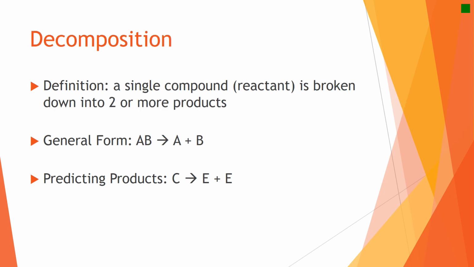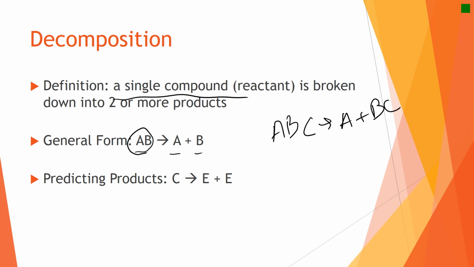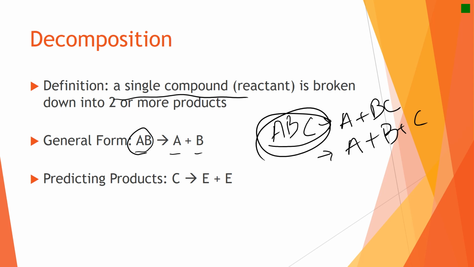Decomposition is the exact opposite of synthesis, where synthesis is things coming together to make one thing. Decomposition is where you always start with one compound and you break it up into 2 or more compounds. So the general format is AB goes to A plus B, or you could also have ABC goes to A plus BC, or goes to A plus B plus C, or some other combination. But the key for decomposition, especially with identifying, is that you start with one thing. So decomposition reactions are easy to identify because you are just going to be looking for one thing as one of your reactants.